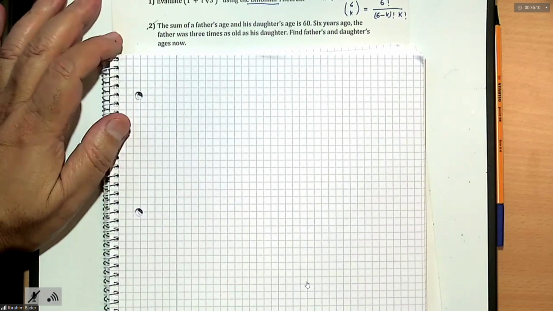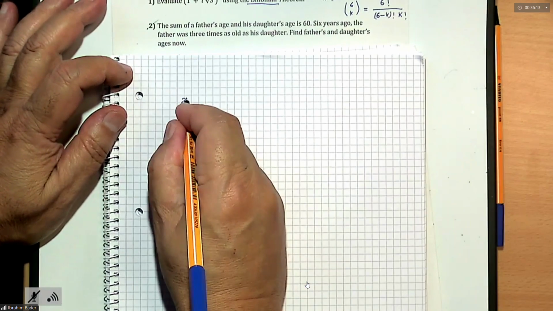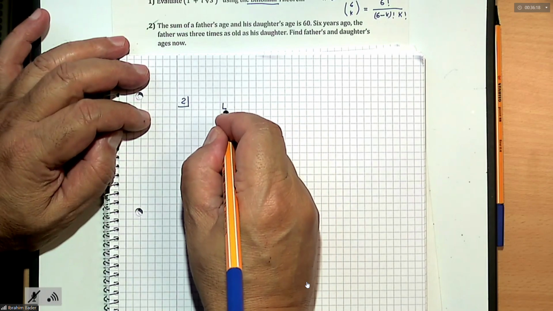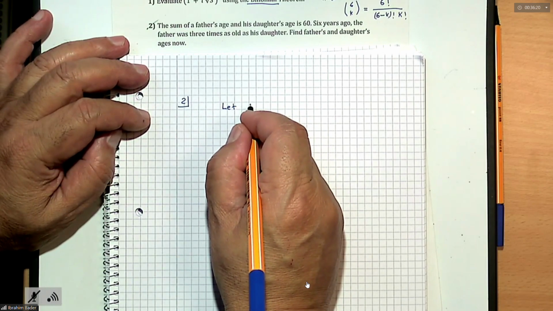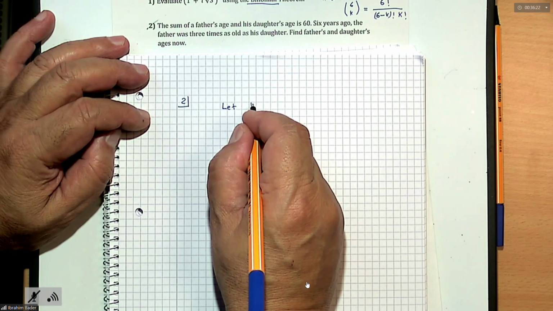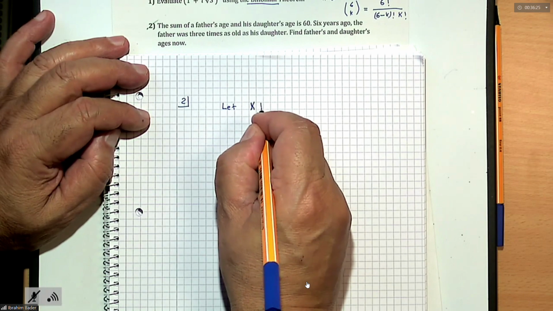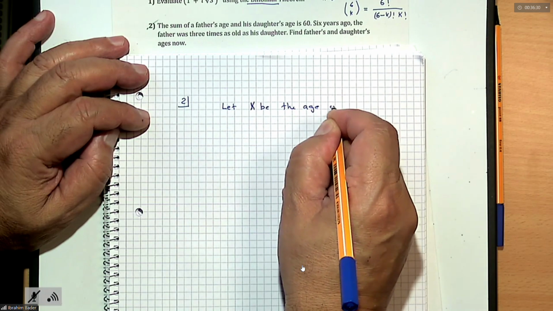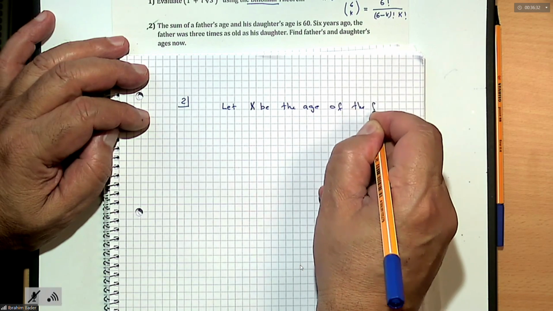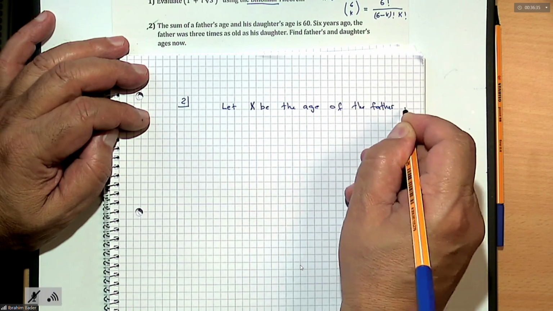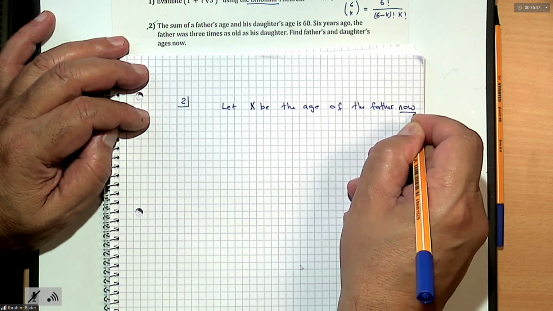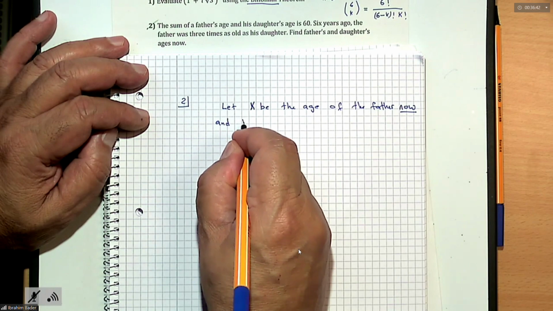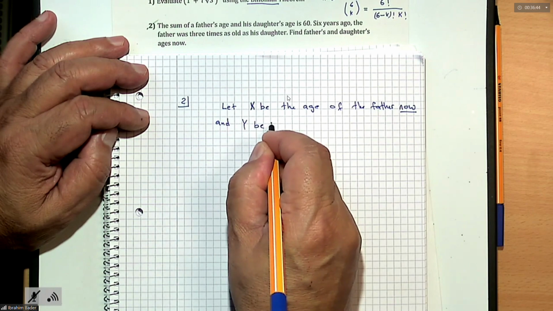Okay, so solving such problems, the first thing you need to do is read carefully. So here, let's say x be the age of the father now, and y be the age of the daughter.